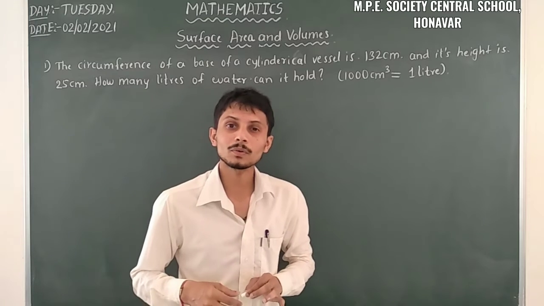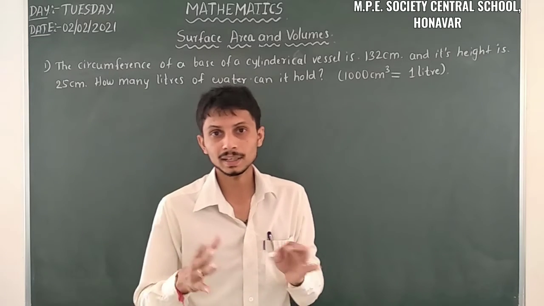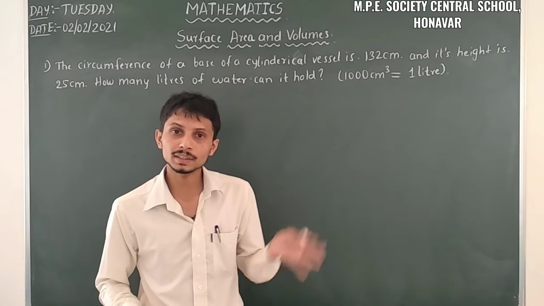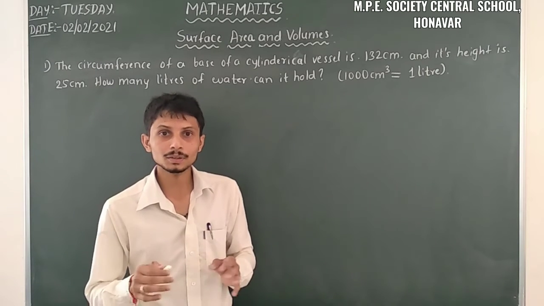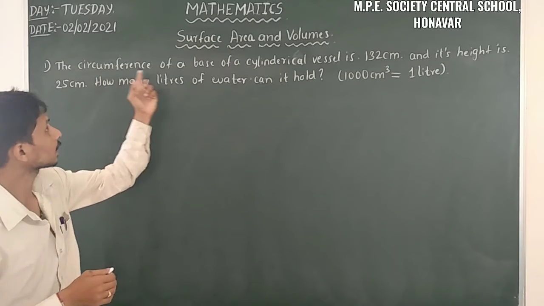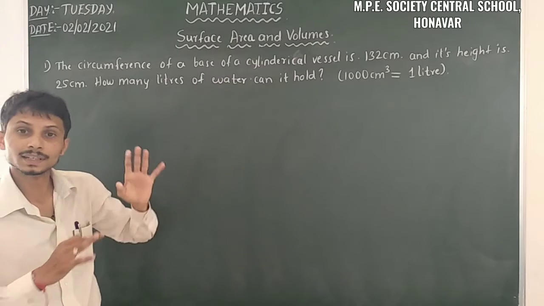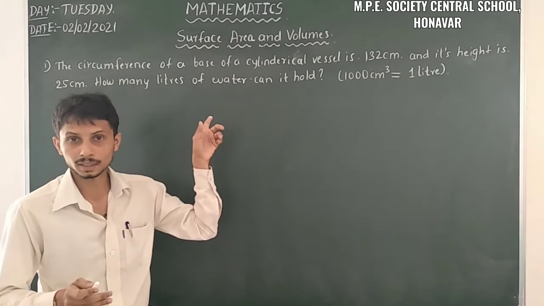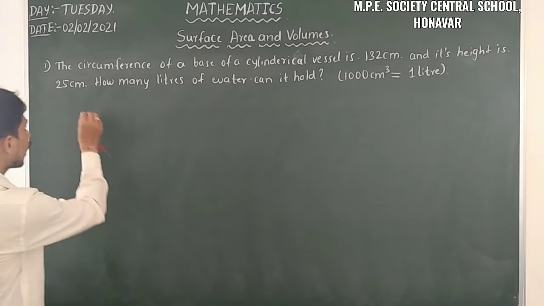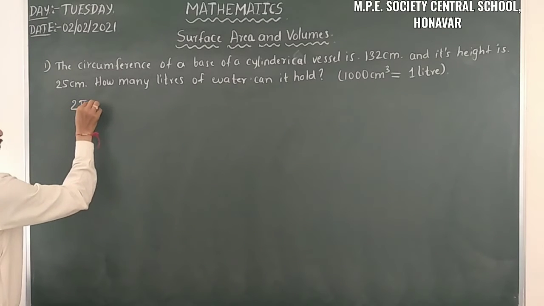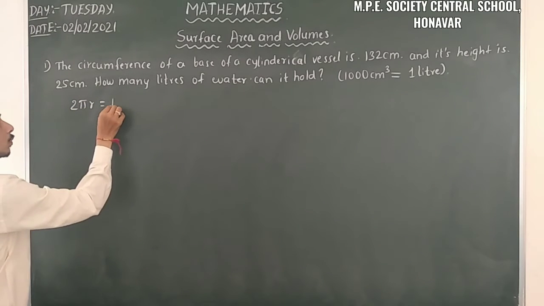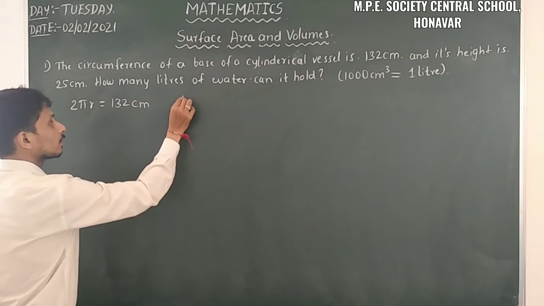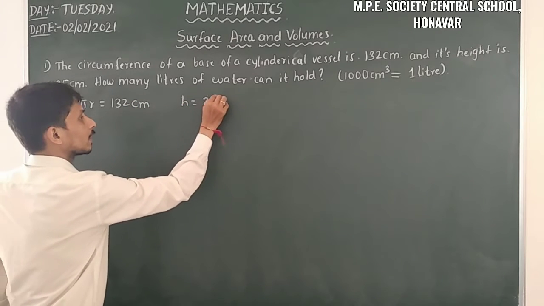And already we know that the volume of the right circular cylinder is equal to pi r square h. h is given, r we have to find out. How can we find r? There is no r given here. So just observe, here it is given the circumference of the base of the cylindrical vessel. The base part is a circle only, so the circumference is 2 pi r. 2 pi r is equal to 132 centimeter. Then the other value, h, is 25 centimeter.